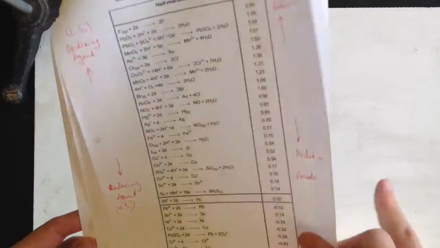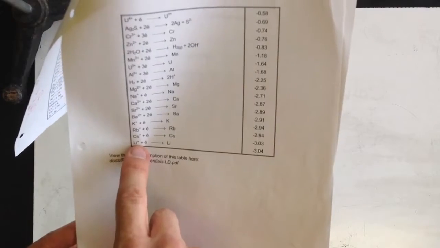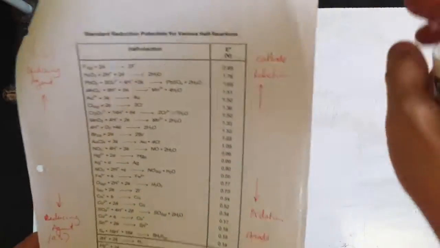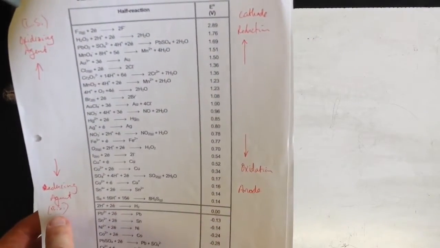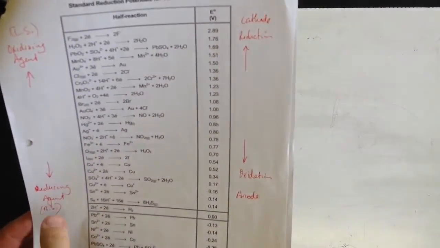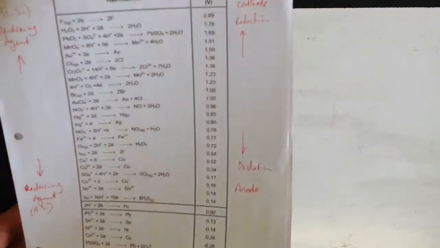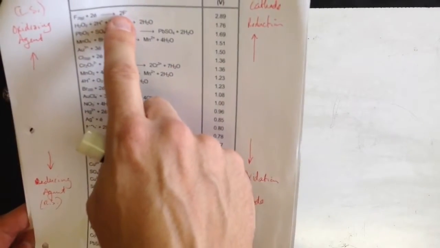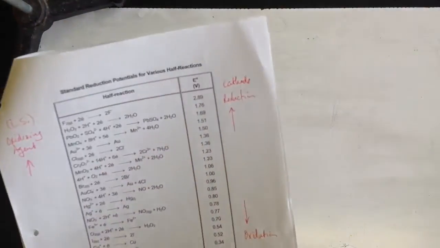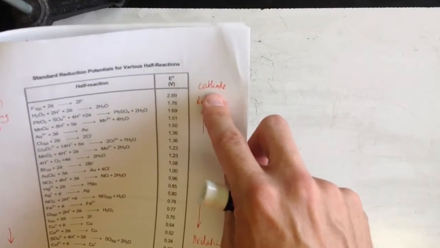And if we go all the way down to the second page, then the lithium ion is going to be the weakest oxidizing agent. On the other end of things, so the right side, so all the products, represent the reducing agents. So the strongest reducing agent is going to be lithium metal, and the weakest reducing agent is going to be the fluoride ion. Okay? Also important to remember that reduction occurs at the cathode.